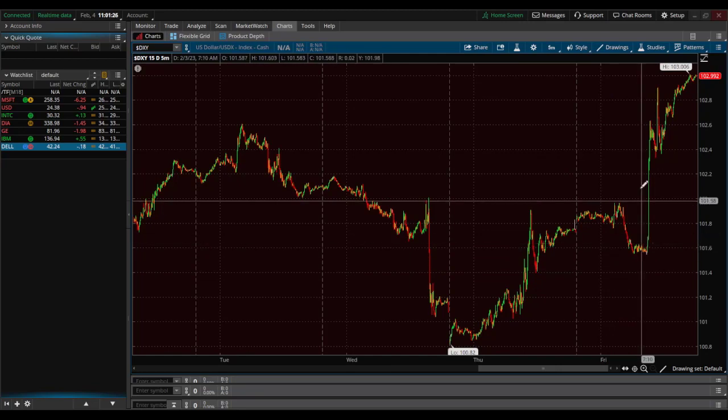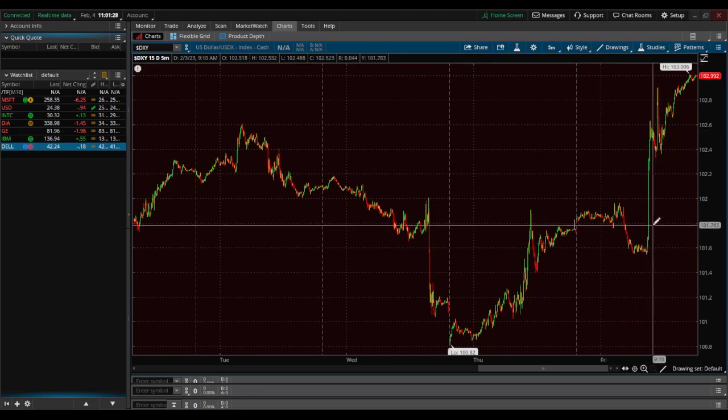Here's on a 5-minute chart. This is all of that good economic data out before the open. And then let me also switch over to yields real quick. Okay.